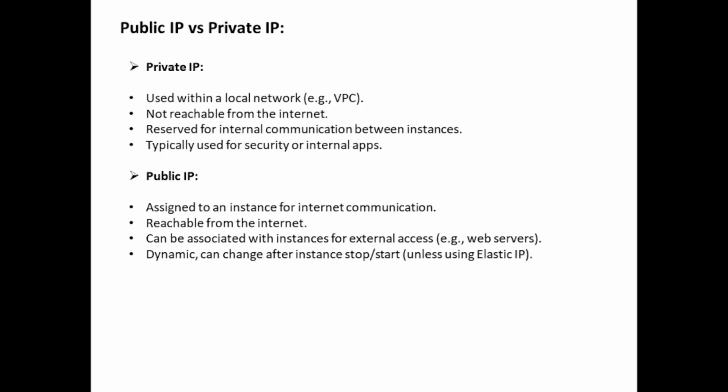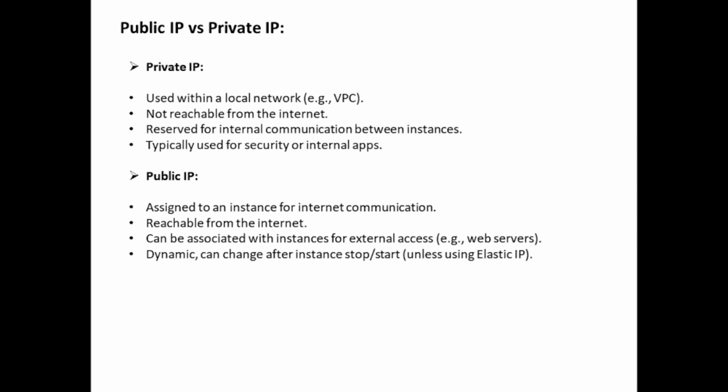Now that we have covered the key concepts and components of EC2, it's time to look into one of the most important elements in networking, IP addresses. IP addresses are essential for communication between instances, both internally and externally. Understanding the difference between private IP and public IP is crucial when designing and deploying our EC2 instances, especially when setting up secure scalable architectures.